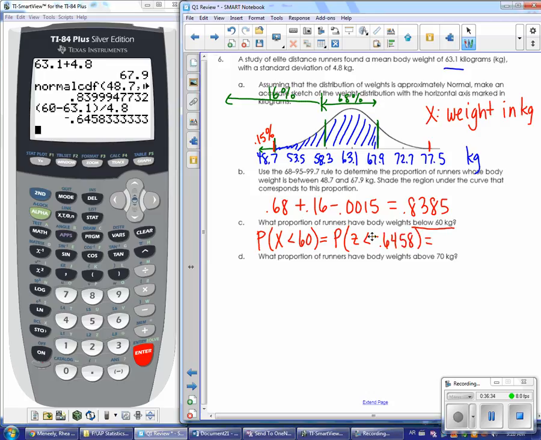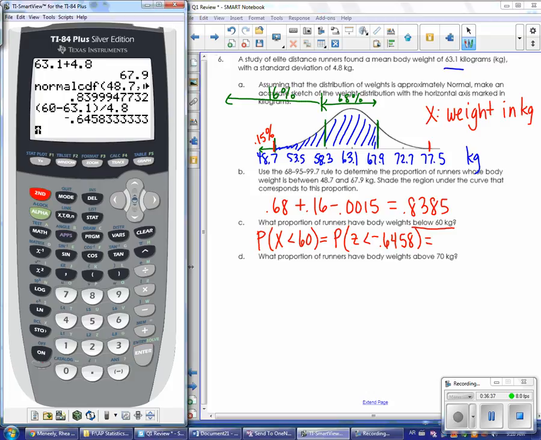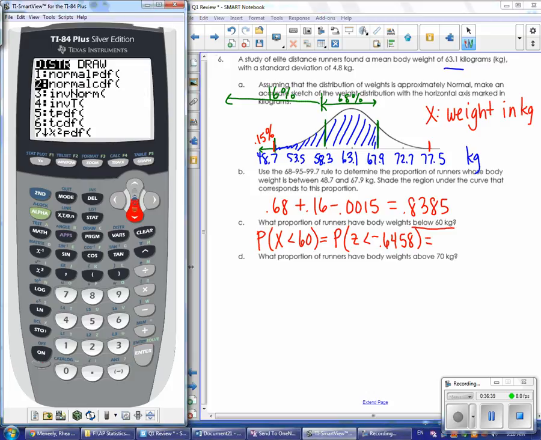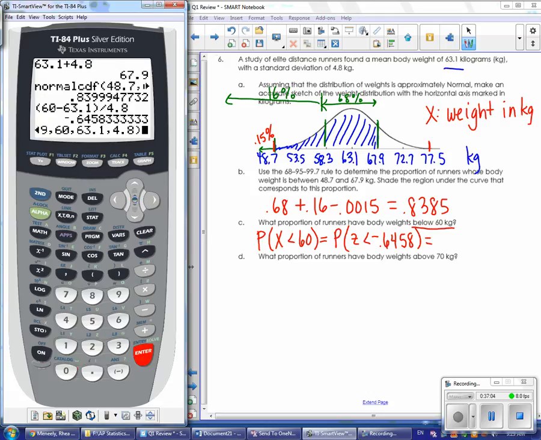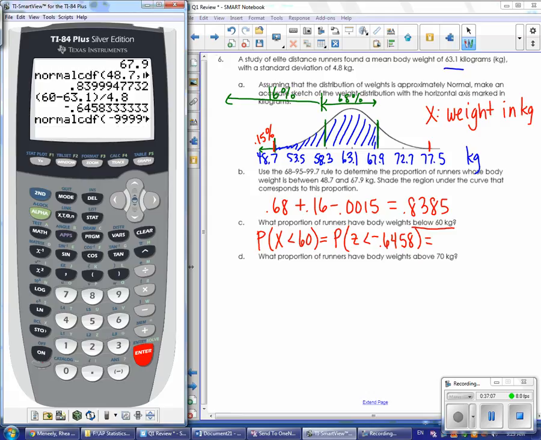And so now when I go to my distribution menu, since it's a less than problem, again, never use normal PDF. We're always choosing normal CDF. My lower bound, since it's a less than, is going to be negative infinity. So negative 9999999. You can still use the X value if you want. So I can still put a 60 in here. And if I do that, I'm going to keep my mean at 63.1 and my standard deviation at 4.8. And I get 0.2592.